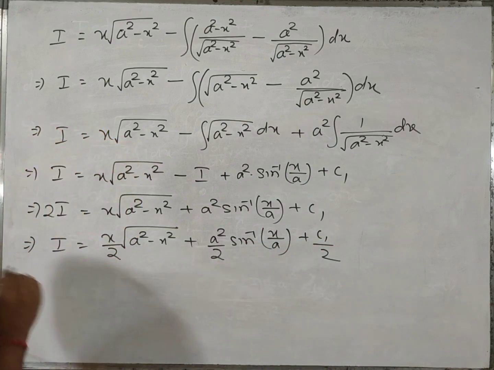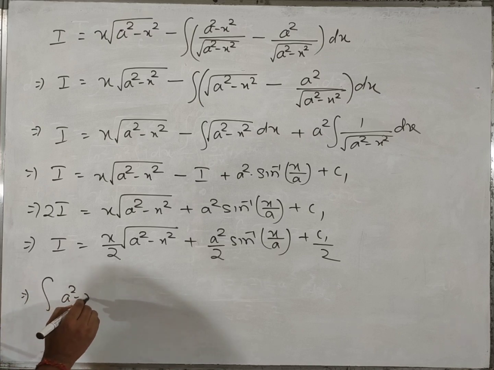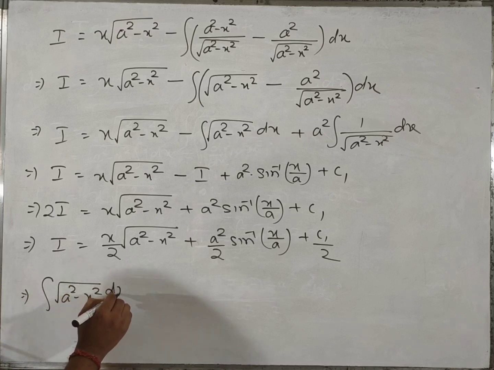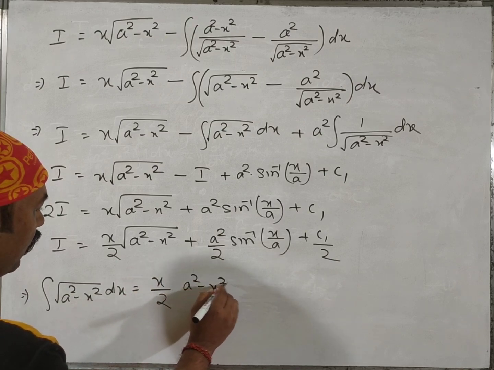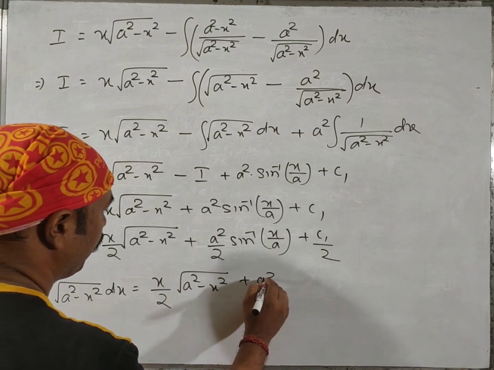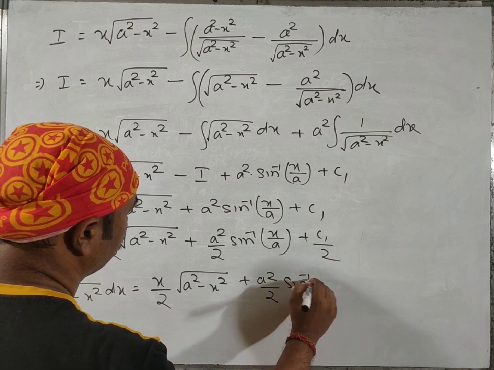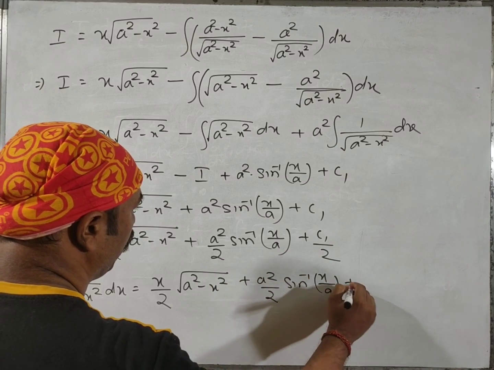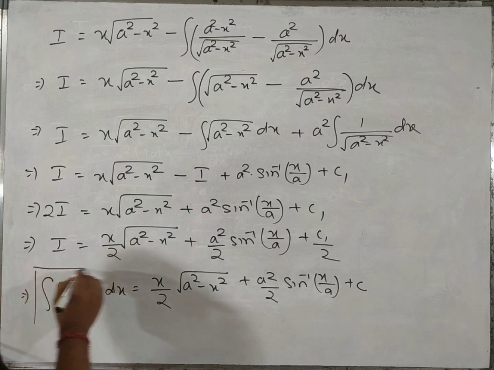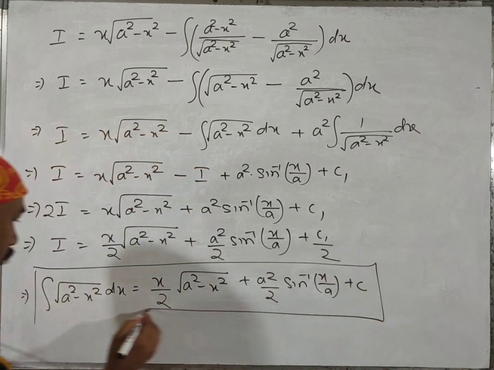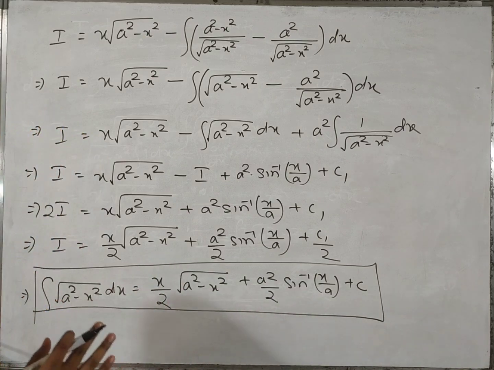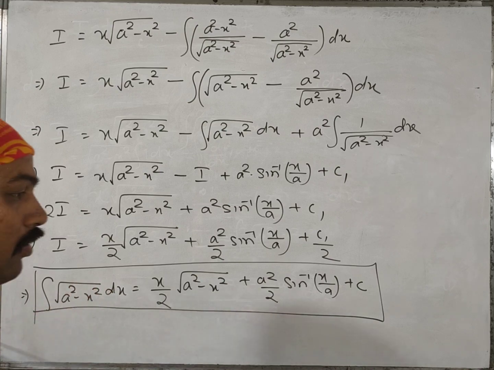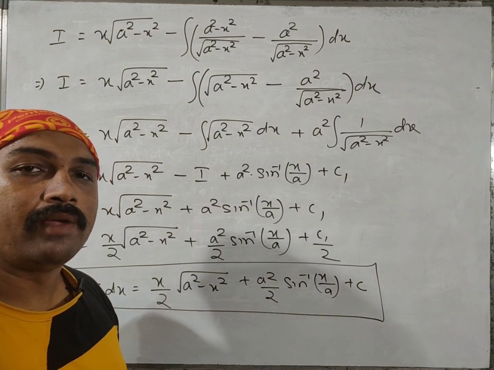But we know that the value of I is the integral of square root of a square minus x square dx, and it will be x by 2 square root of a square minus x square plus a square by 2 sin inverse x by a plus c. So here it is the answer for the integral of square root of a square minus x square with respect to dx by using the integration by parts method.